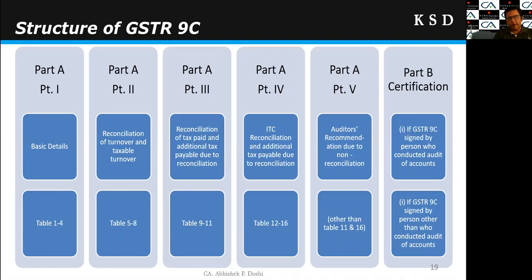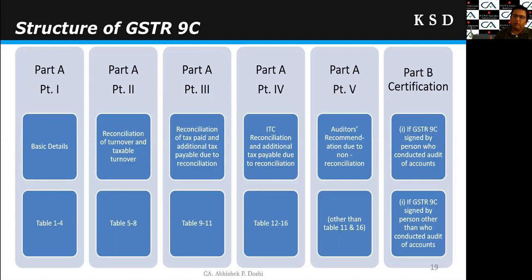It has been divided into part A and part B, and part A has been further divided into 5 points, right? Part A is various details regarding the turnover, tax liability, ITC, etc., while part B is certification by the chartered accountant or cost accountant. So part A point 1 is regarding basic details, table 1 to 4, just basic details. Part A point 2 is table 5 to 8. It is mainly reconciliation of the turnover, right?